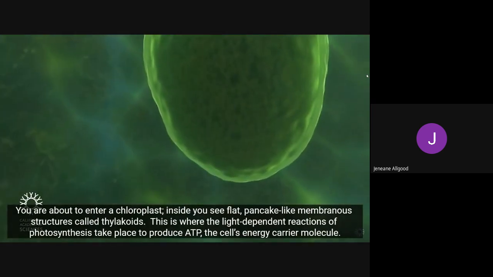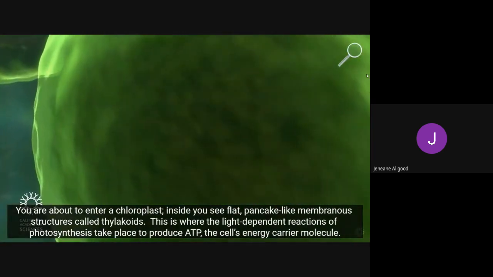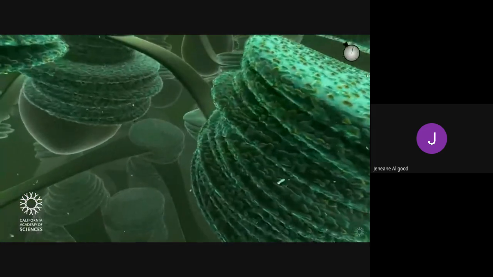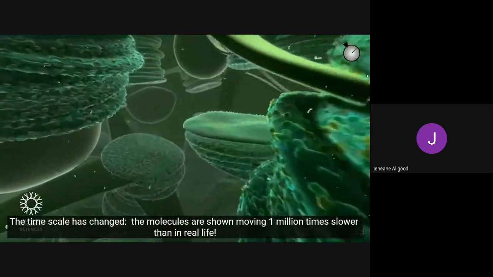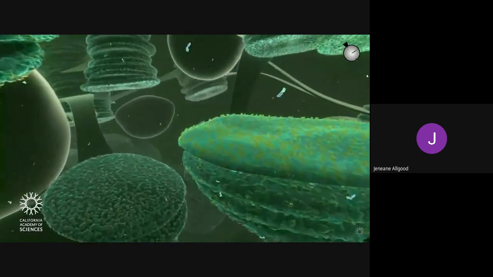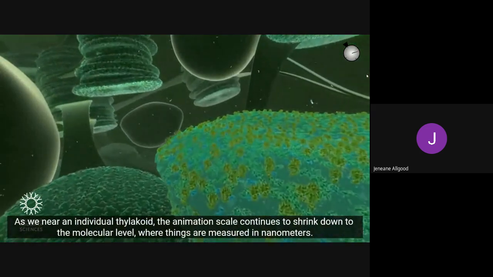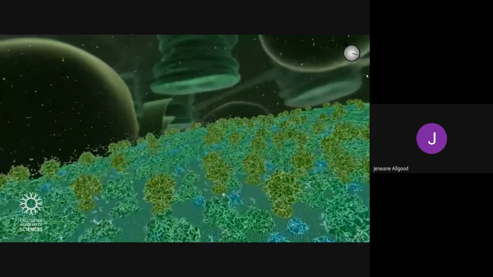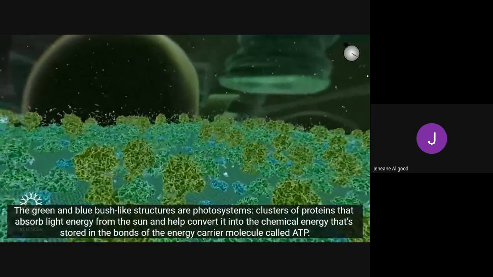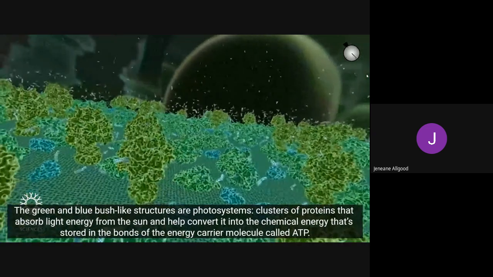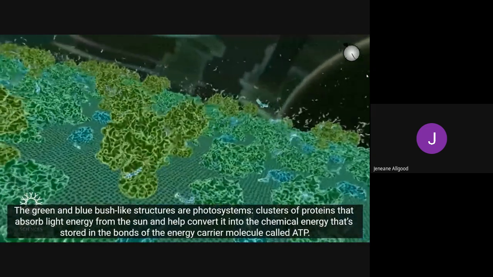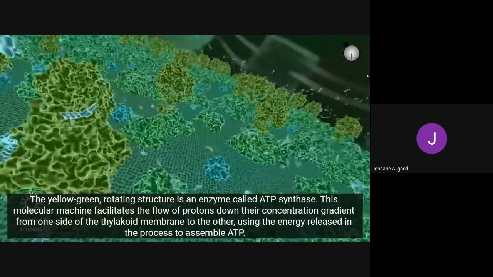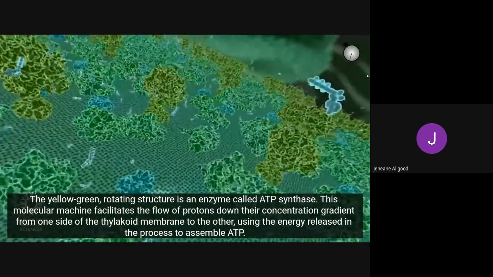And now we're about to go inside the chloroplast. So there's all your thylakoids. And notice all the stuff that's stuck on the surface of them. Those are all different proteins and pigments that are embedded in those membranes. So now we're in the nanometer scale. We'll see ATP synthase more either tomorrow or Friday.